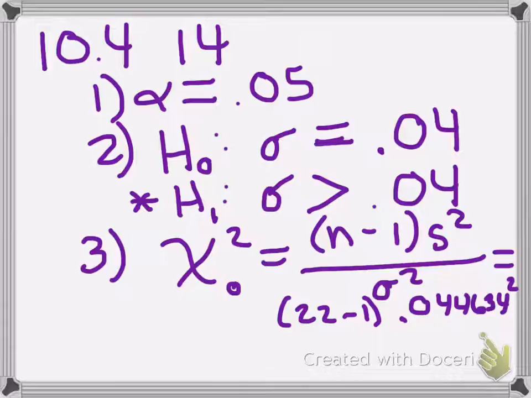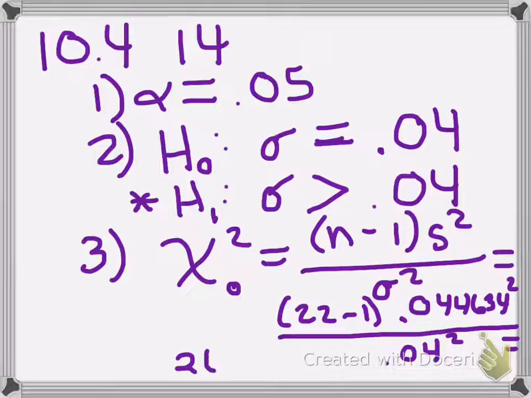0.044634. Now it looks like a lot of decimals, but we had to put the data in our one variable stats to figure out what s was, divided by 0.04 squared. So again, to find this s, I put the data that was given to me for my sample into my one variable stats, and I ran the one variable stats and looked at what s was. I take 4 decimal places so I don't make any rounding errors. So that equals 26.148. Okay, so chi squared is equal to 26.148.